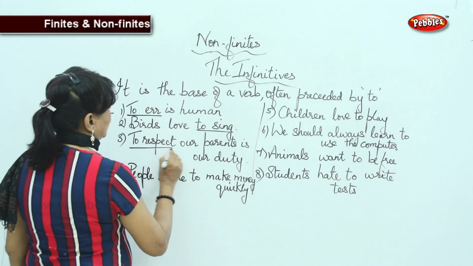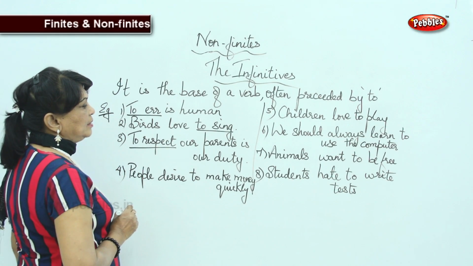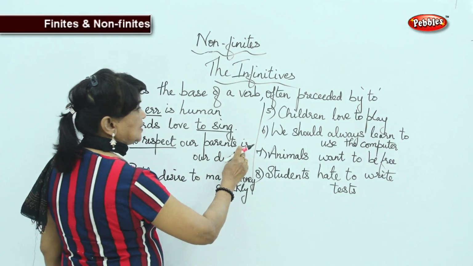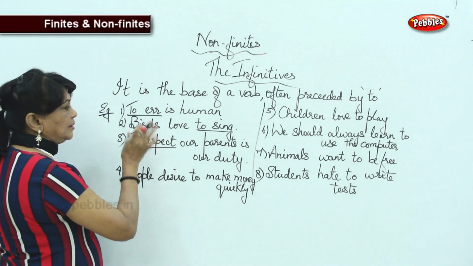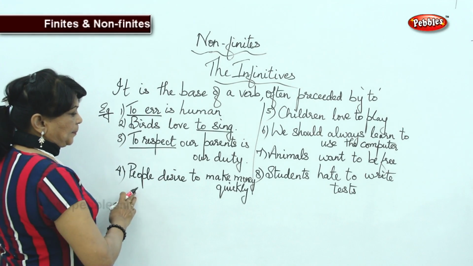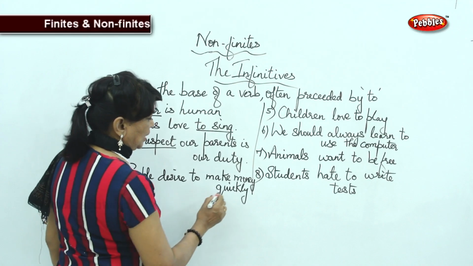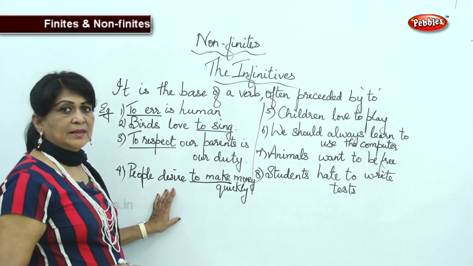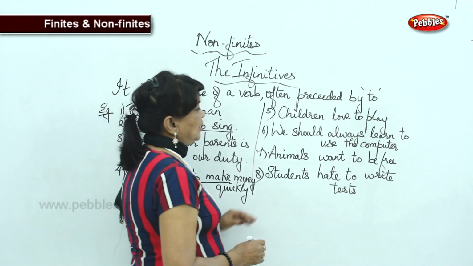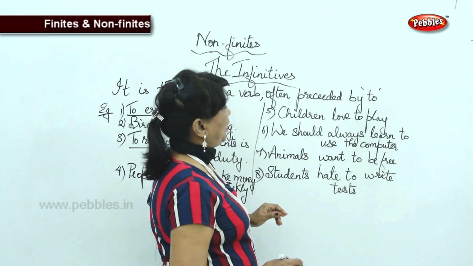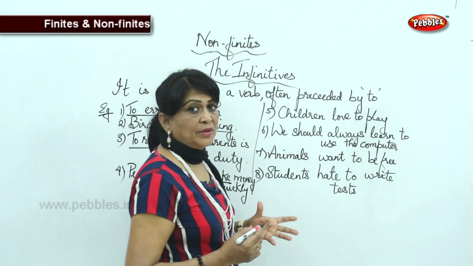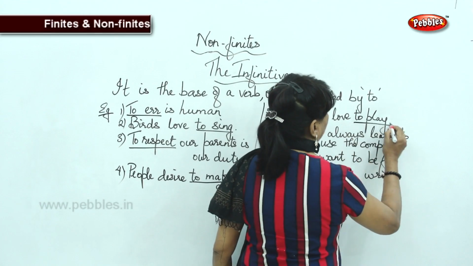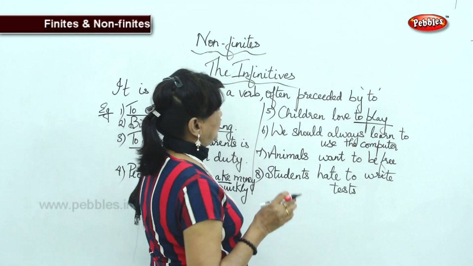"To respect our parents is our duty." Which is our duty? To respect. Okay, "is" is the main verb and "to respect" is an infinitive. "People desire to make money quickly." "To make money." Desire is a main verb. "Children love to play." Children love what? Love is a main verb. What do they love? They love to play. This is a main verb.